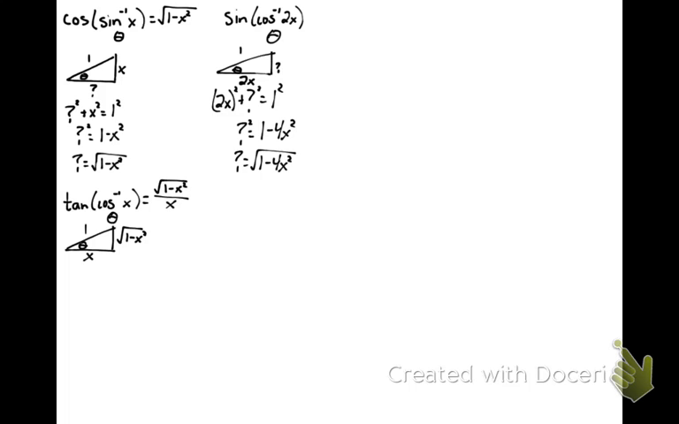Now that I know what that opposite side is, I can figure out the sine of this angle, because the sine is just the opposite over the hypotenuse. So in this case, it would be the square root of 1 minus 4x squared.